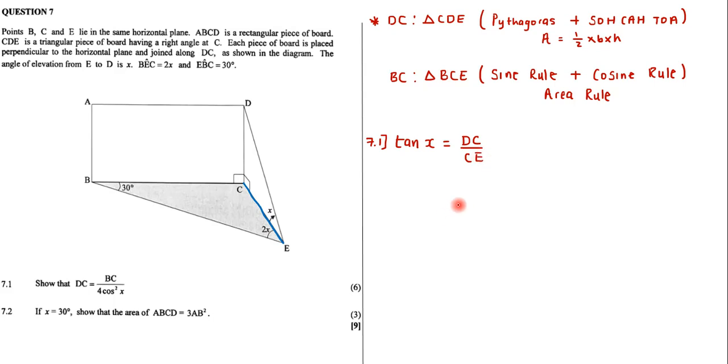All right. Okay, so now I know how to find DC, right? How do I find it? I'm going to take the CE and cross multiply there. So when I do that, this becomes CE tan x equals DC. All right, isn't that easy? Very easy. Okay, so I have my DC. It is CE tan x.